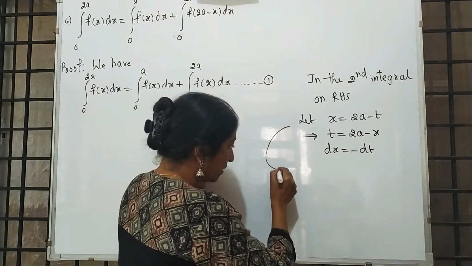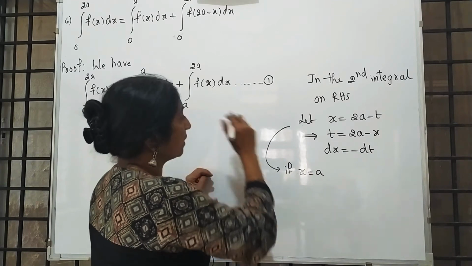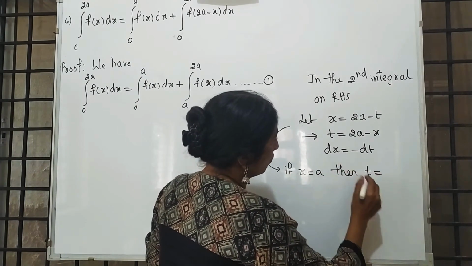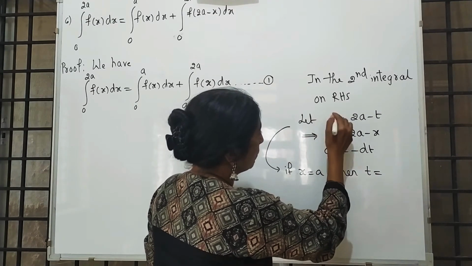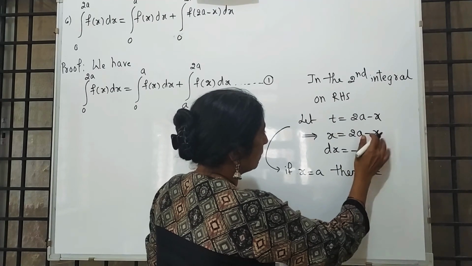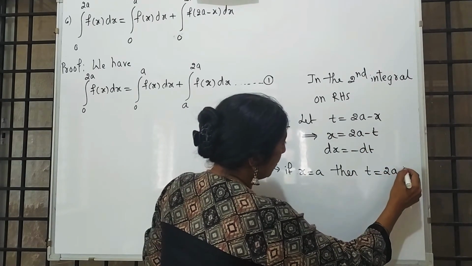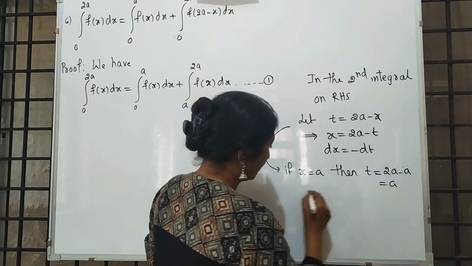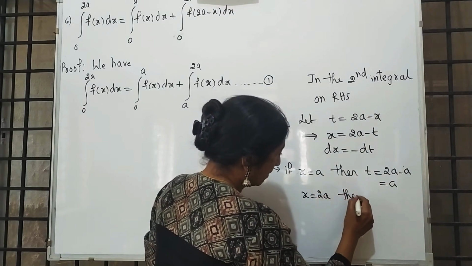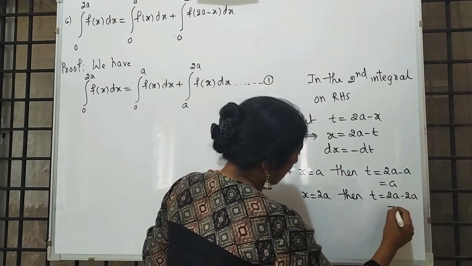Now in this, if x is the lower limit, what is the lower limit? Lower limit is a. Then t is equal to 2a minus a, that is a. If x is 2a, then t is 2a minus 2a, that is 0.